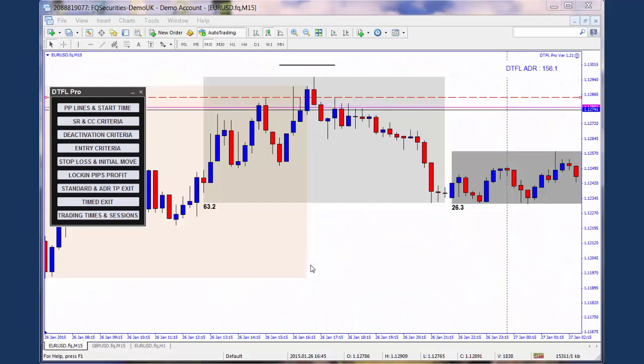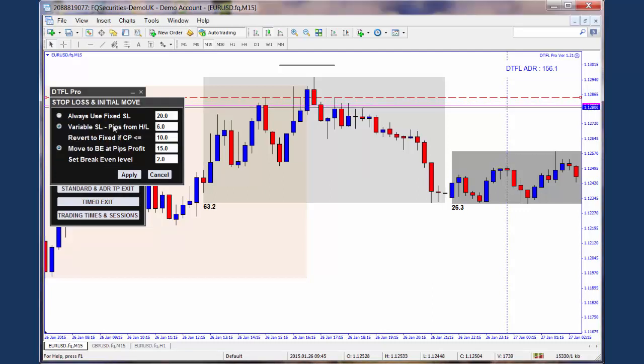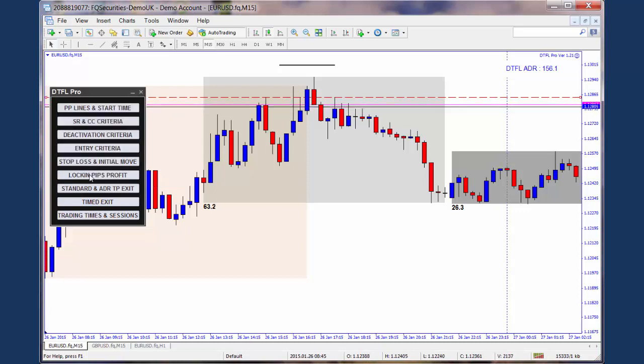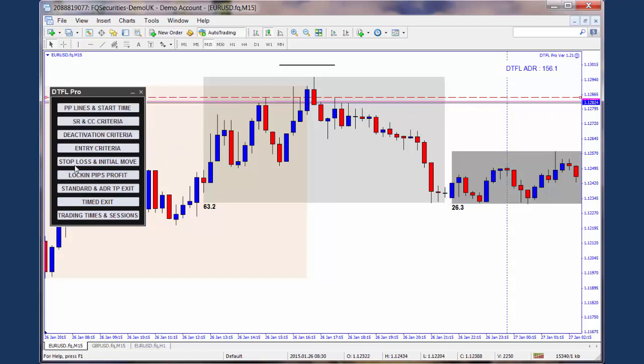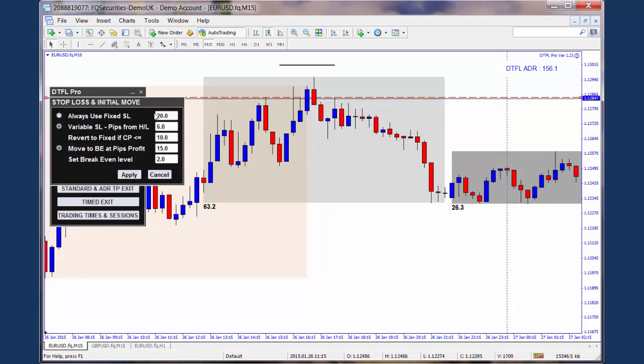So I'm now going to look at the 5th and 6th screen of DTFL Pro. 1, 2, 3, 4. So the 5th screen is the stop loss and initial move screen, which is this one. And then in the same video, we're also going to look at locking pips profit. So we'll start off with the stop loss and initial move screen. There are a number of inputs here, and I'll explain what they mean.